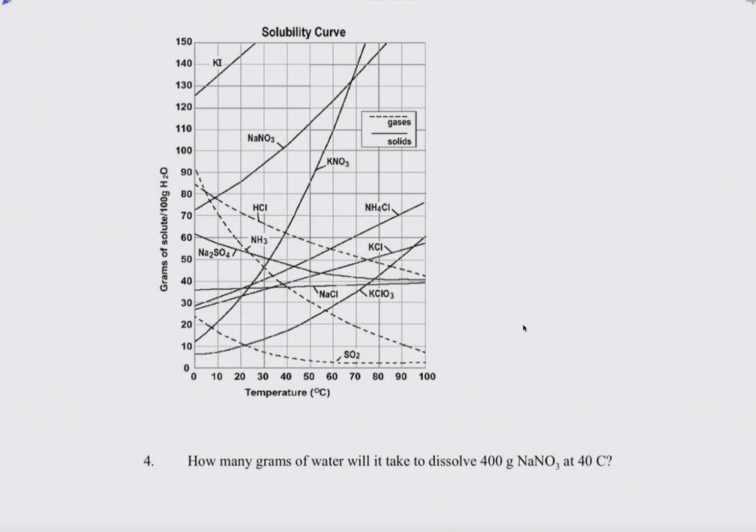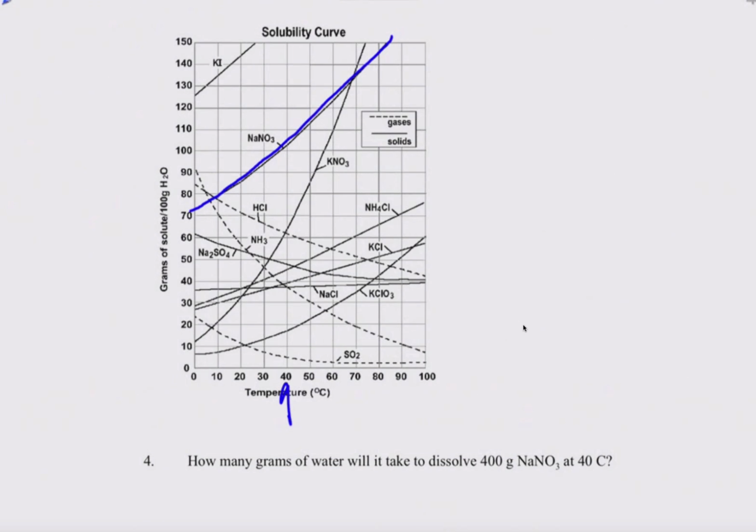So how many grams of water will it take to dissolve 400 grams of sodium nitrate at 40 Celsius? So this one is working a little bit differently. So we're given an amount of sodium nitrate. So here is sodium nitrate way up here. Okay, this is the line we're looking at. And the question is at 40 Celsius, so that's this line.